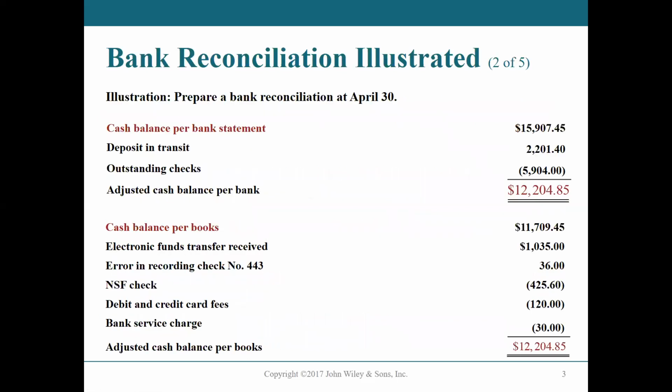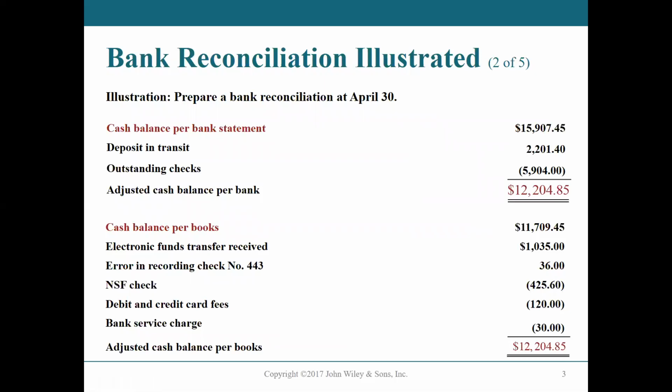So even though they just showed it to you side by side, just to make it confusing, now they're going to show it to you top to bottom, but it's the same idea. So again, the cash balance per the bank statement, add in the deposits in transit, subtract out the outstanding checks. We're left with our adjusted cash balance from the bank statement. We take our book balance, and we add in those electronic funds transfers received.